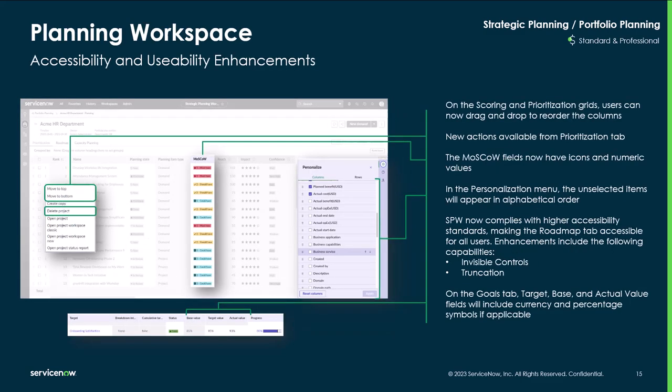We've also made several accessibility and usability enhancements on the planning workspace. On the scoring or prioritization grids, users can now drag and drop to reorder the columns. SPM also now complies with higher accessibility standards, making the roadmap tab more accessible for all users. And on the goals tab, target and actual value fields will have the currency and percentage symbols if applicable.